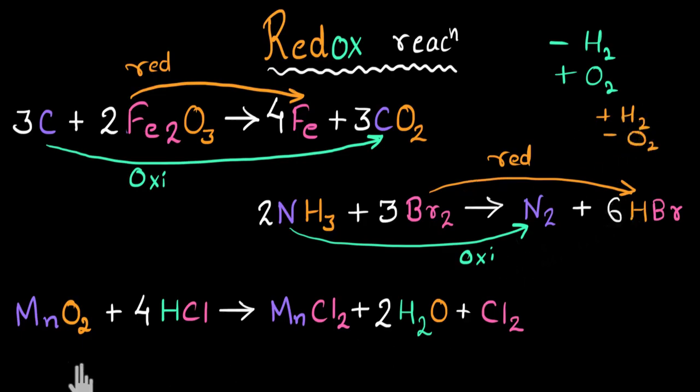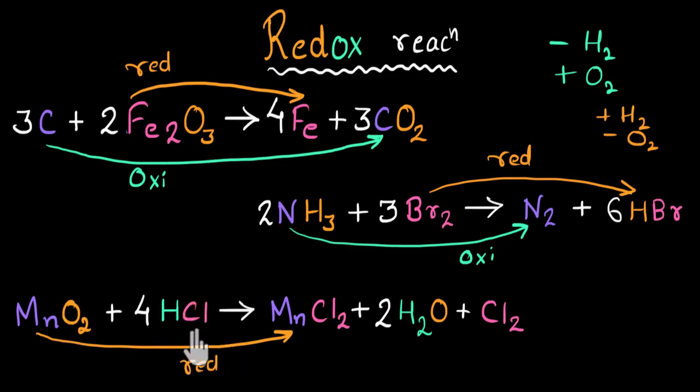Okay, let's move on. This is the final equation. Manganese oxide, MnO2, reacts with HCl to give me MnCl2 plus H2O plus Cl2, chlorine. Now over here, if I focus on manganese, manganese initially was combined with oxygen. But over the course of reaction, I see that manganese has lost its oxygen. So manganese is losing its oxygen, and we know that loss of oxygen is reduction reaction. So manganese is going under reduction reaction.